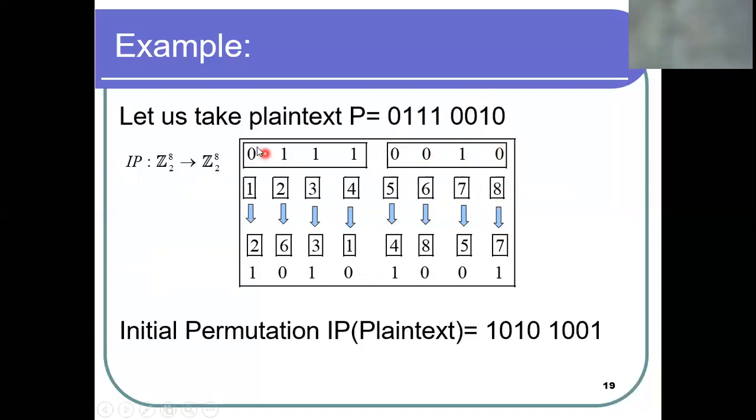In that case, after applying the initial permutation on this input, we will get this output, that is 101010001. So after applying the initial permutation on the plain text, we will get this as an output.